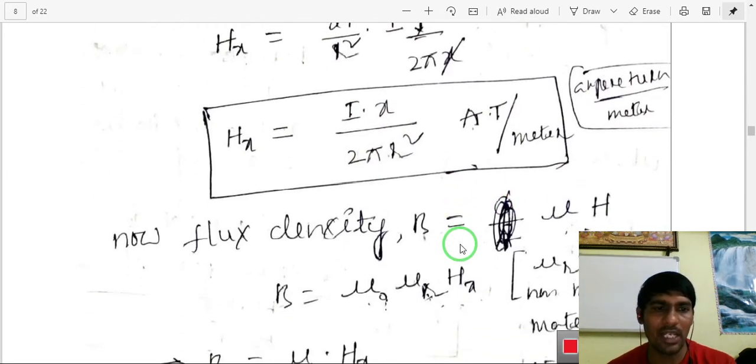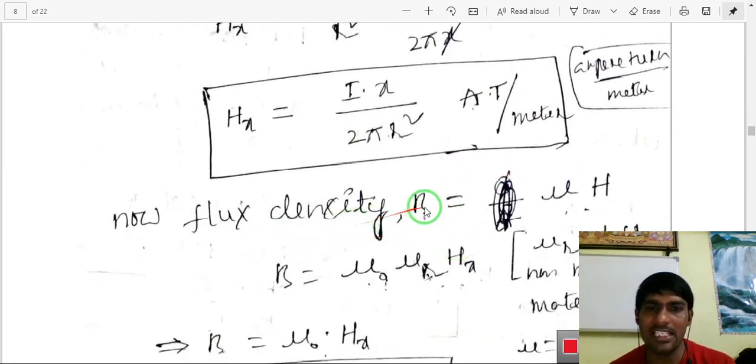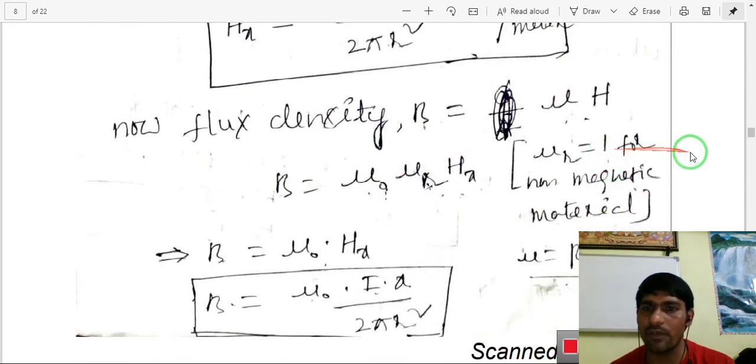Now we can find the flux density B. You know the field strength, and from that you can find the flux density B value. You know the basic formula for flux density, B equals μ into H, where μ equals permeability and H equals field strength. So already you have found the field strength for the small area, and you can substitute it in this equation. B equals μ0 into μr, where μr equals 1 for non-magnetic material, and μ equals permeability.